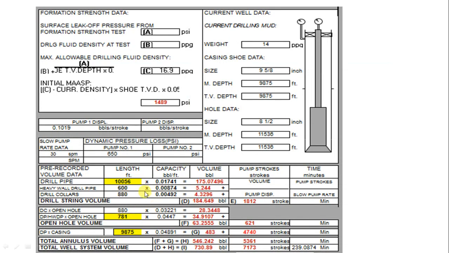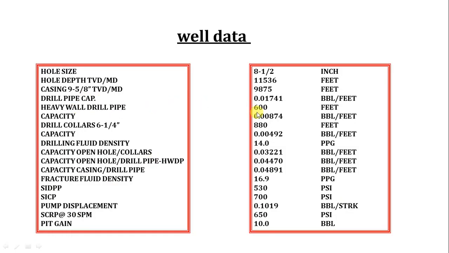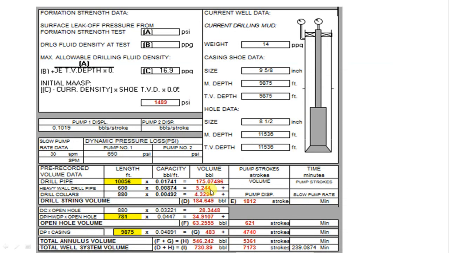And the second one is for heavy wall drill pipe. Here the heavy wall drill pipe capacity is here, so we put it here also, and the drill collar we put its capacity here. So this is the inside capacity. This means that this is the total capacity, or the total volume that the mud can take from surface to the pit. And this is a very important question.